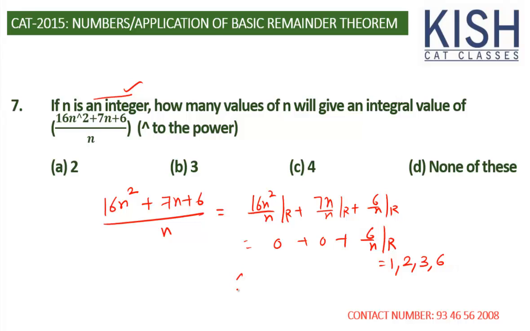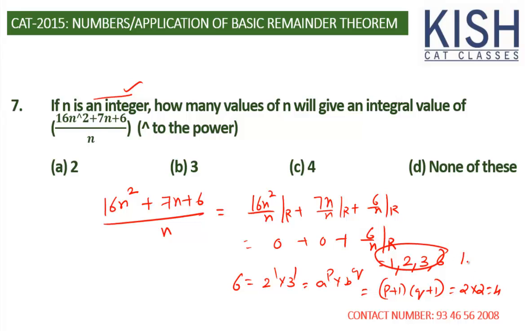Factors of 6 equal to 2 power 1 into 3 power 1. So that is of the format a power p into b power q. So the number of factors must be (p plus 1) into (q plus 1). That is 2 into 2 here. That is 4. So these are 4. How many values can I take? It's a very simple one. Let's move on to solve the next question.